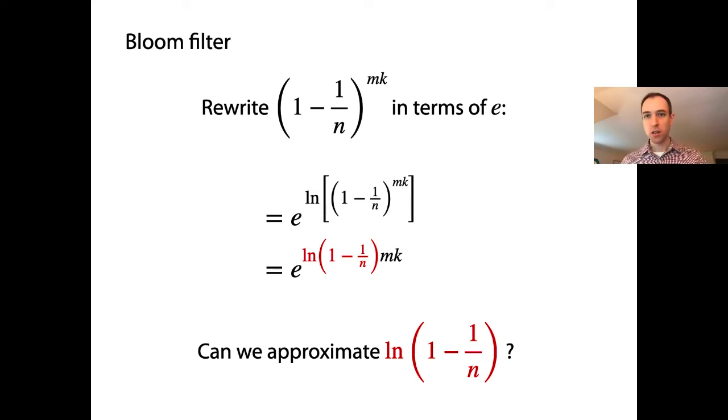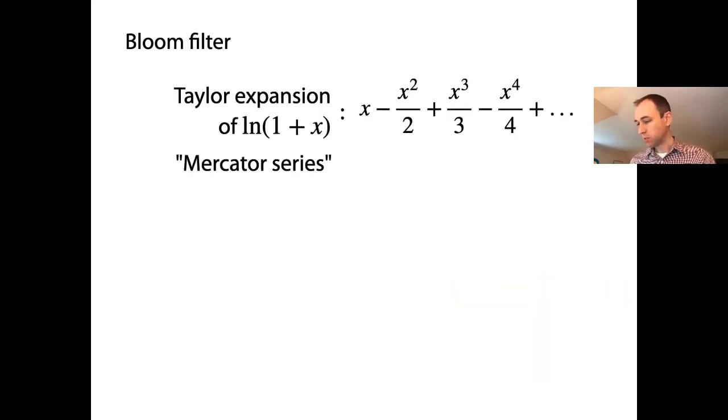And how do we approximate natural log of 1 minus 1 over n? Well, it looks a bit like the function f of x equals natural log of 1 plus x. It's just that in our scenario, x is minus 1 over n. And natural log of 1 plus x has an easy to work with Taylor expansion. In fact, it's sometimes called the Mercator series, and it looks like this. So this is the Taylor expansion of natural log of 1 plus x. It's a series that is x minus x squared over 2 plus x cubed over 3 minus x to the 4th over 4, etc. So we have alternating minuses and pluses, and of course x's exponent going up. In our scenario, x is minus 1 over n.